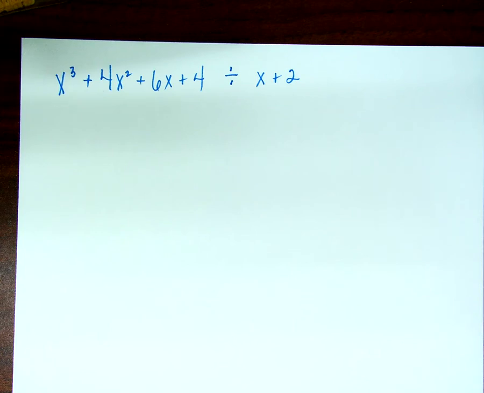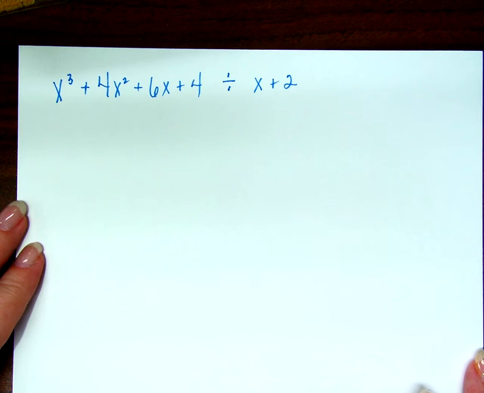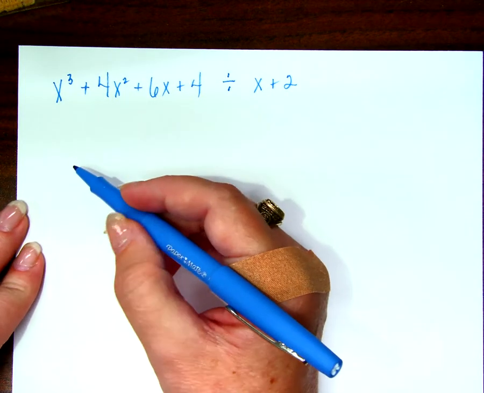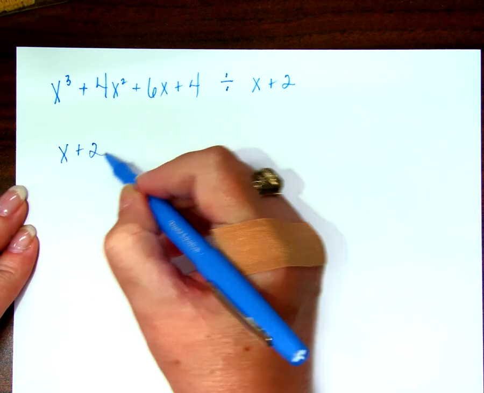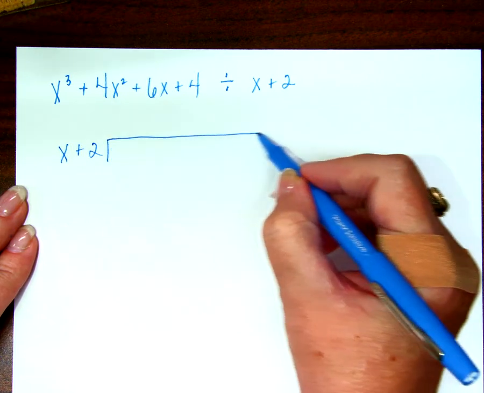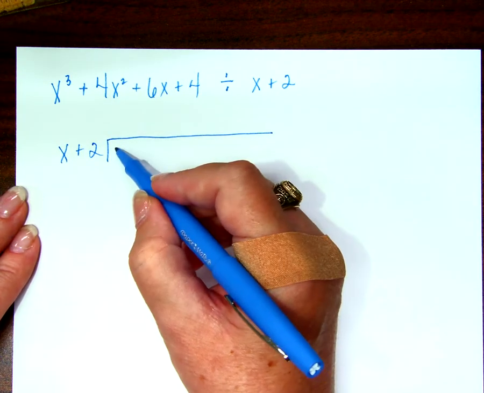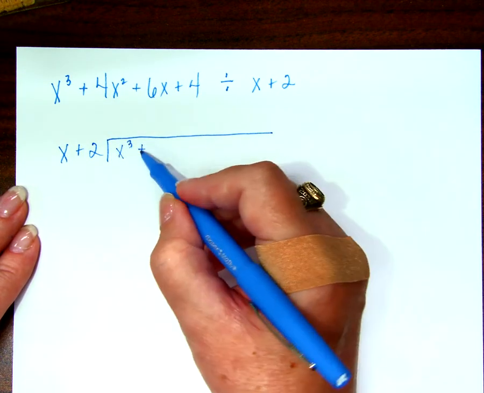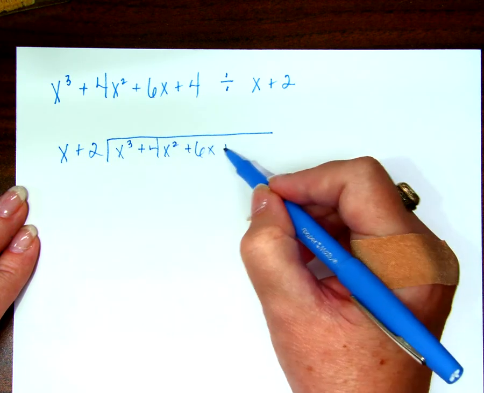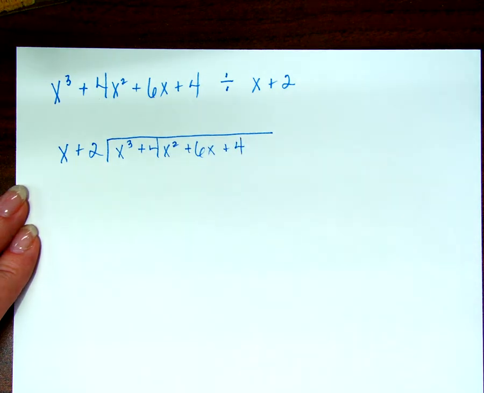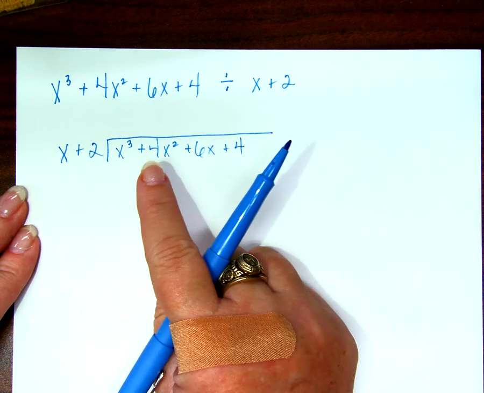So this problem might look familiar to you because it was on your homework last night. Okay, so let's go over how to do it real quick. What goes where? X plus 2 goes on the outside. And what goes underneath? Okay, good so far? Now, what's our first step?